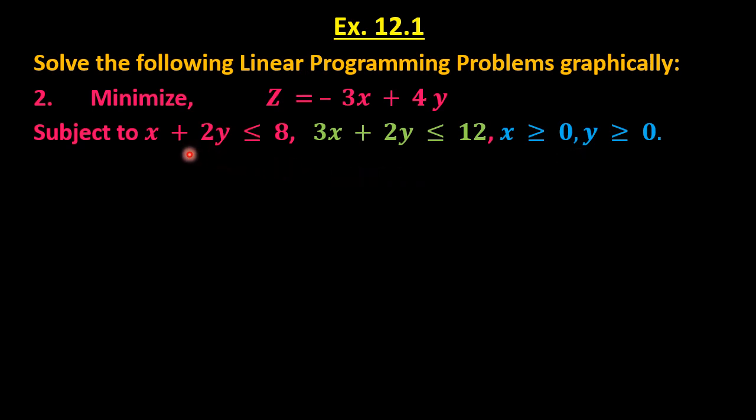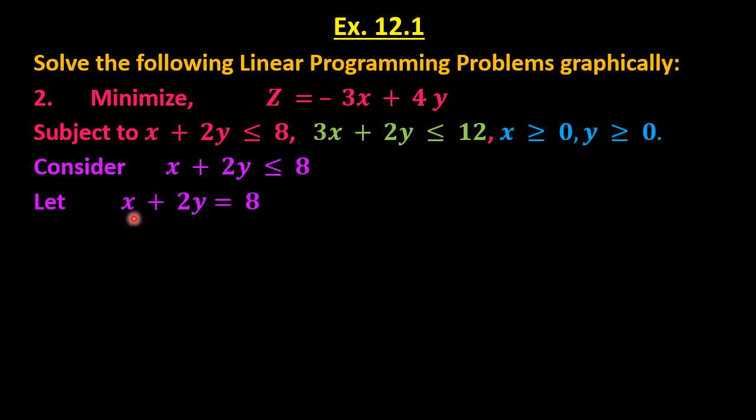So in order to plot this system of linear inequalities in the graph, let me consider the first linear inequality, which is x plus 2y less than or equal to 8. In order to plot this linear inequality in the graph, we replace the inequality symbol by equals to, so I can write x plus 2y equals 8.